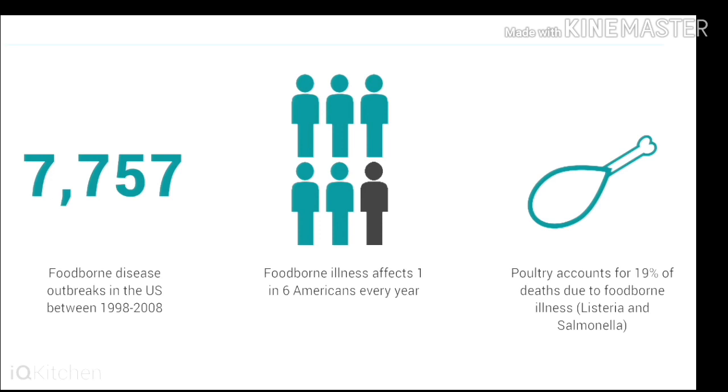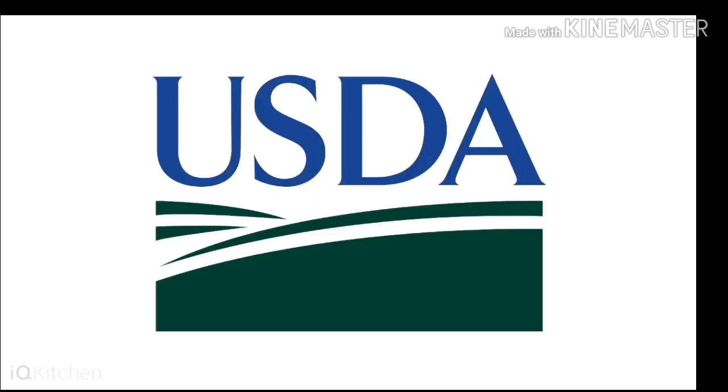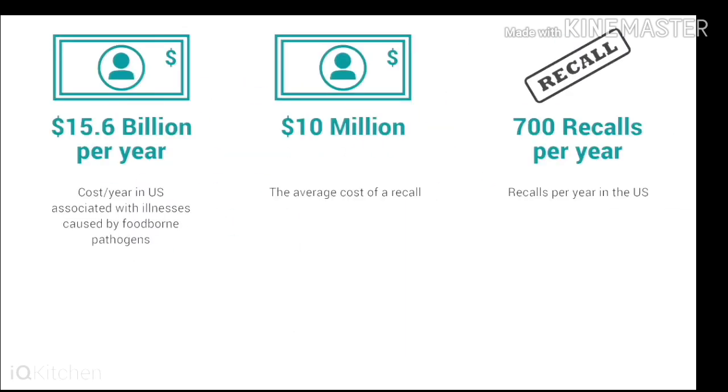Between 1998 and 2008, 7,757 foodborne disease outbreaks were tracked. Poultry accounts for 19% of deaths due to foodborne illness related to Listeria and Salmonella. A 2014 estimate from the Department of Agriculture placed the direct and indirect costs associated with illnesses caused by major foodborne pathogens at $15.6 billion per year.